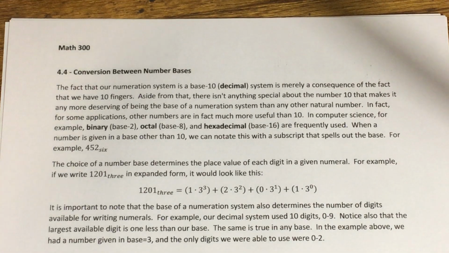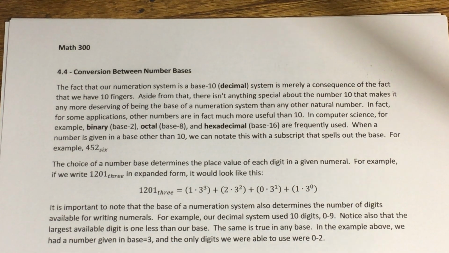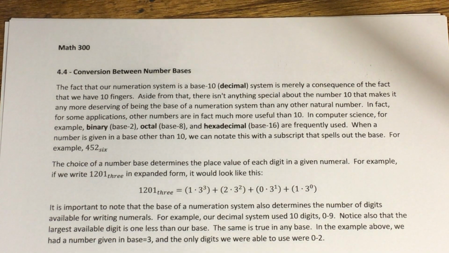All right, so we're in section 4.4 at the end of chapter 4 now, and previously in section 4.3 we spent our time looking at the Hindu-Arabic numeration system and doing arithmetic in that system. Hindu-Arabic, as we've said a couple of times already, is a base 10 positional numeration system where the individual place values of each digit represent a power of 10.